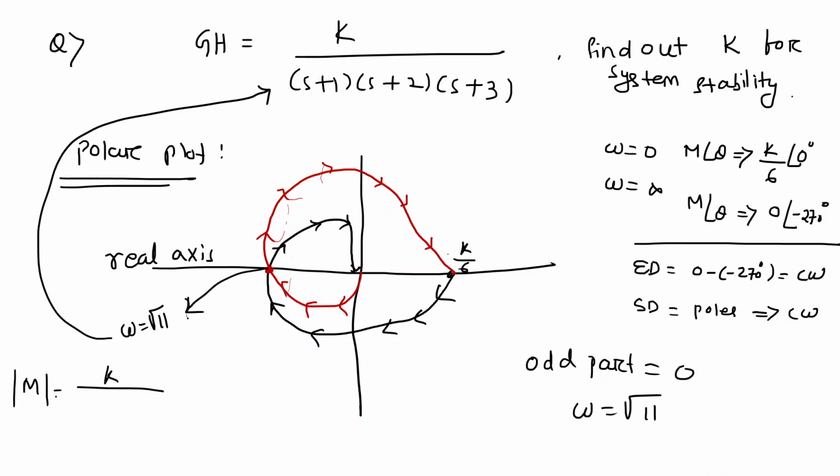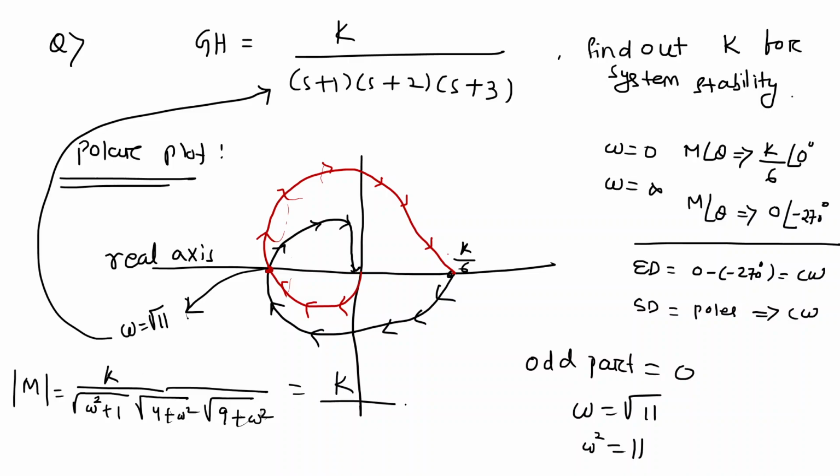M, I'm denoting as mod. So omega square plus 1 square. Next, this will be 4 plus omega square. And next, this will be 9 plus omega square. Omega square is nothing but 11. Put the value of 11 and tell me what is the value. K divided by, this will be 11 plus 1, 12, root 12. This will be 11 plus 15, root 15. And this will be 920. How much will this value be?